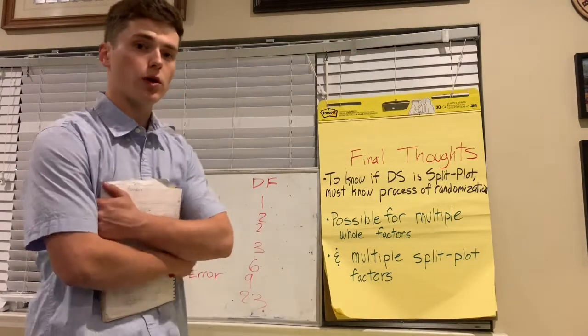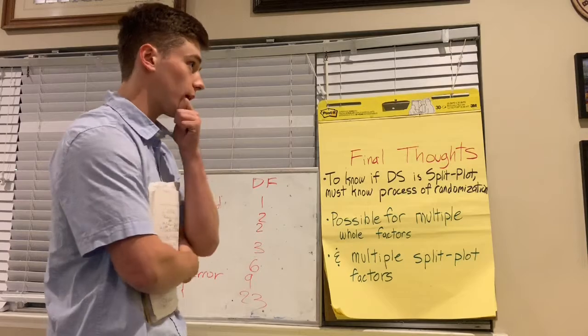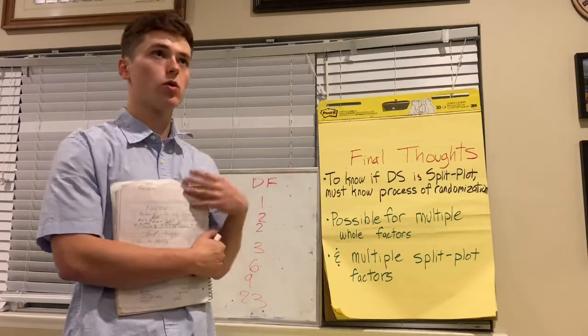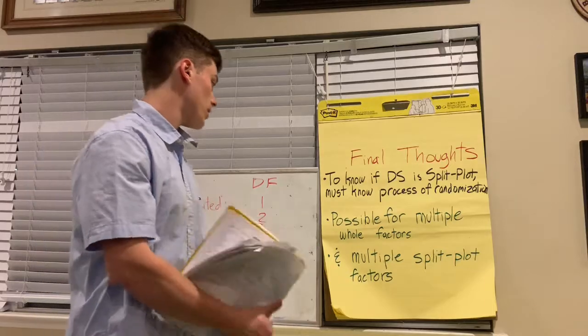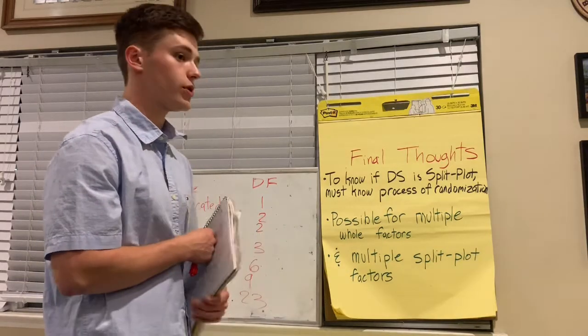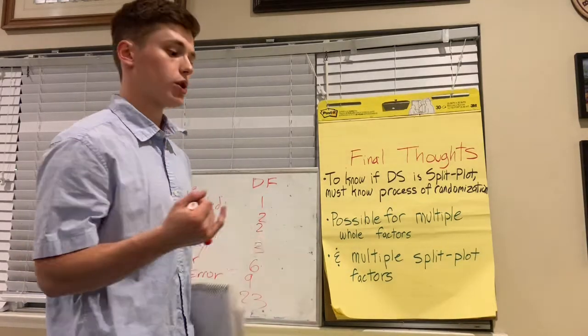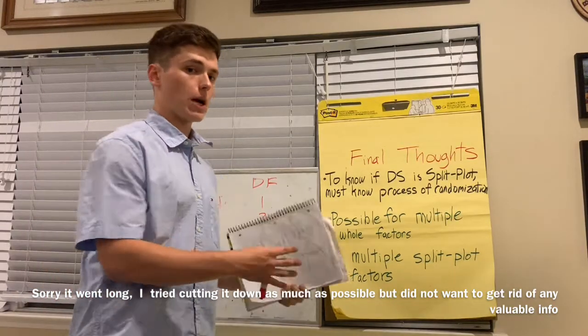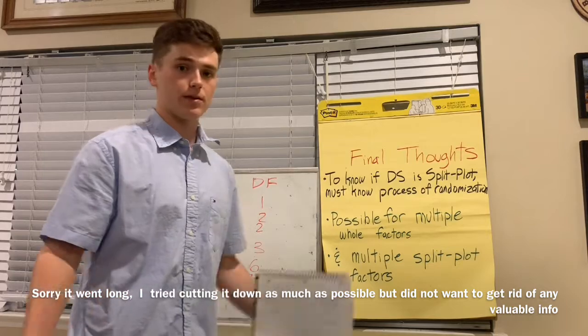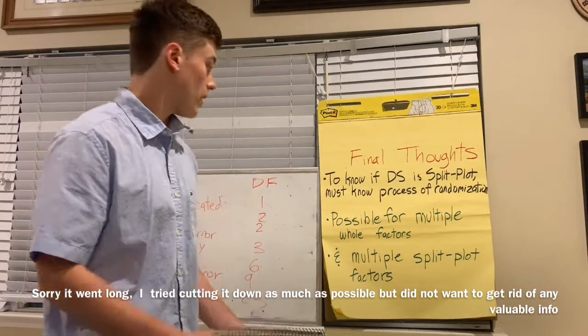And then also with this, it is possible to have multiple whole plot factors. With our corn example, that could be high quality dirt versus low quality dirt, and then you create separate plots with that. And then also for multiple split plot factors, we had corn varieties, so it could be like red corn versus yellow corn on top of the other corn varieties we have, because red corn is rare, but it's a thing.